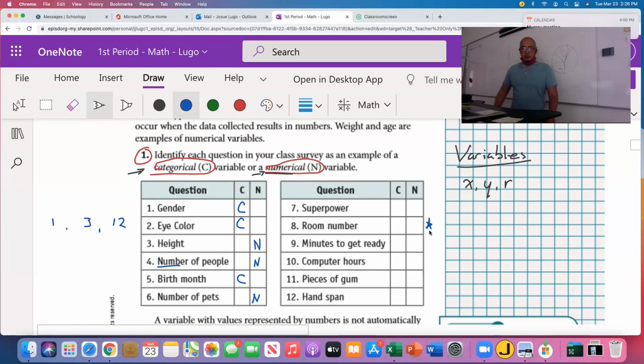Why are we even using numbers? We could use letters. We could use animals. This could have been the cheetah room or the T-Rex room or whatever, the orca room, right? It's just a label. Now, there is a reason why they labeled it that way, but the number doesn't actually say anything about the room itself. So this one will be categorical. But you go ahead and try number 7, number 9, 10, 11, and 12 to say categorical or numerical.